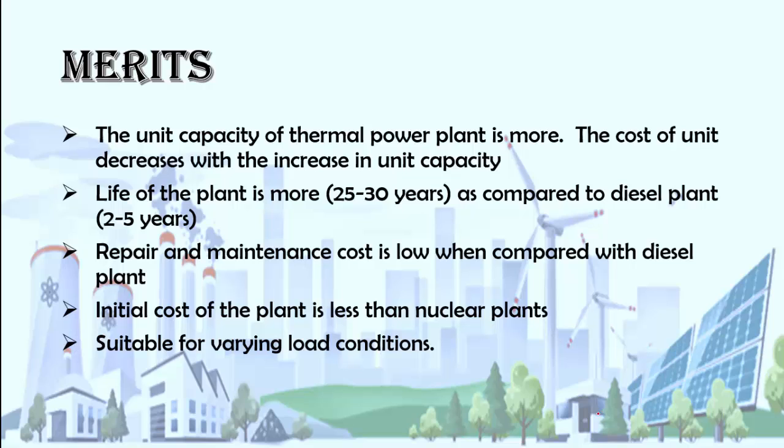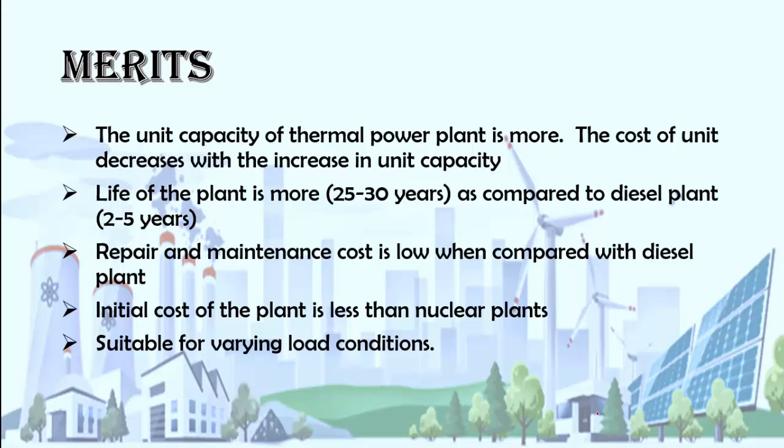Now, what are the merits of the steam power plant? The first thing is, the unit capacity of the power plant is more. The cost per unit decreases with the increase in unit capacity. Second thing, the life of the plant. Usually the life of a steam power plant will be around 25 to 30 years, whereas the diesel power plant has 2 to 5 years of life. And the repair and maintenance cost is very low compared to the diesel power plant.